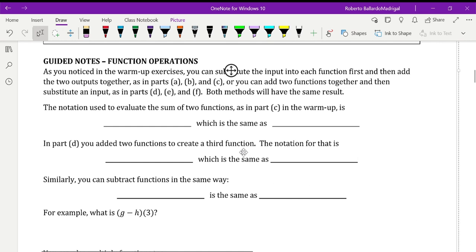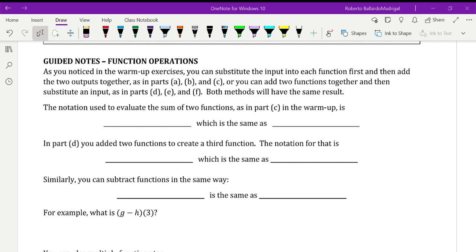So it says here, as you noticed in the warm-up exercises, you can substitute the input into each function first and then add the two outputs together. That's kind of what I said earlier, right? Or you can add the functions together and then plug in your input, and you will get the same result. The notation used to evaluate the sum of two functions in part C of the warm-up is, you're going to write this down, the following.